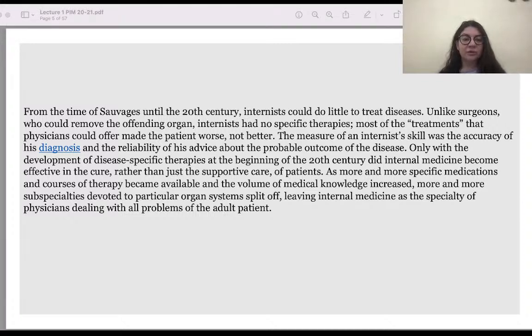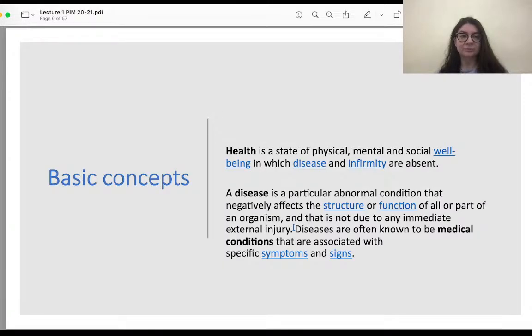Only with the development of disease-specific therapies at the beginning of the 20th century did internal medicine become effective in cure, rather than just supportive care of patients. As more specific medications and courses of therapy became available, the volume of medical knowledge increased. More and more subspecialties devoted to particular organ systems split off, leaving internal medicine as the specialty of physicians dealing with all problems of the adult patient.